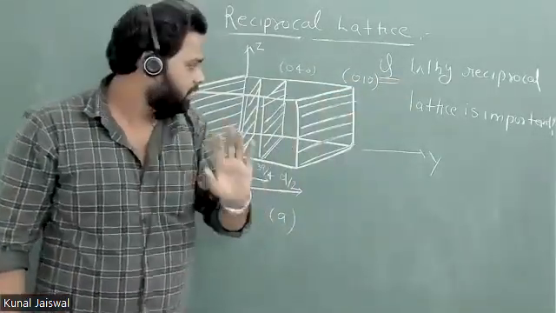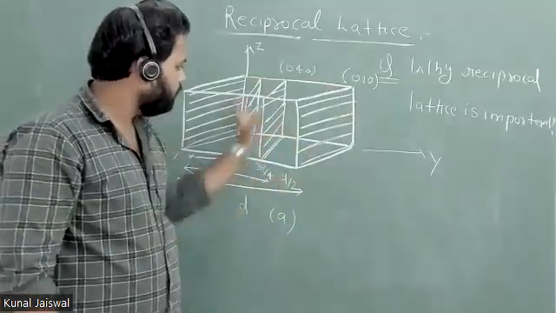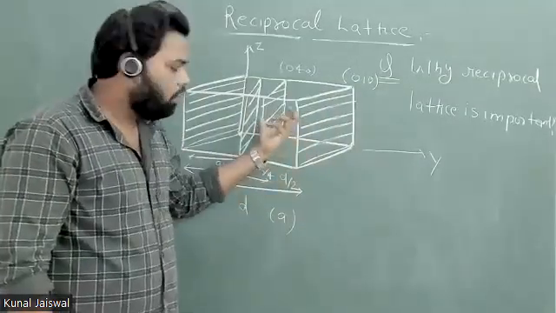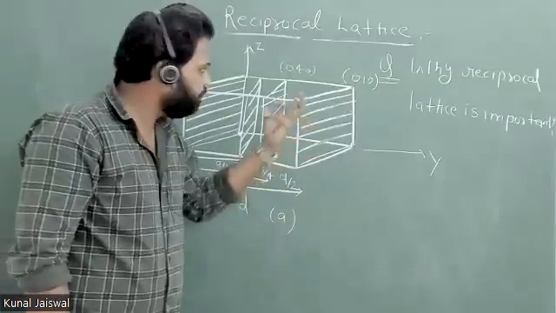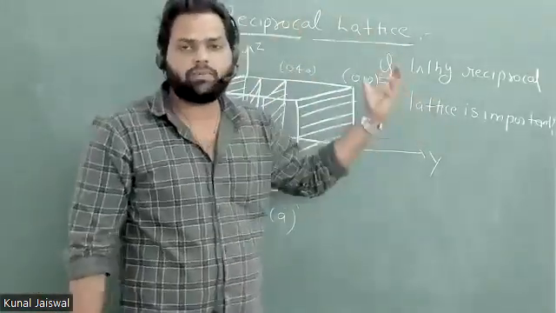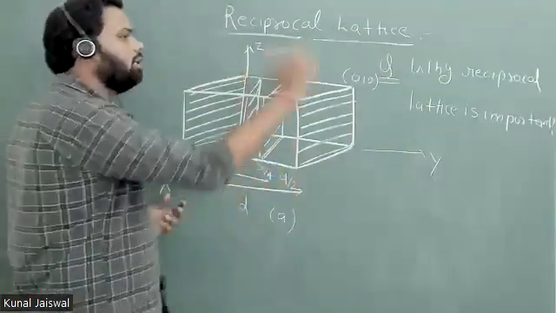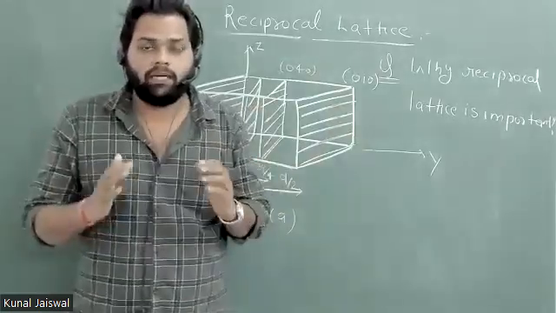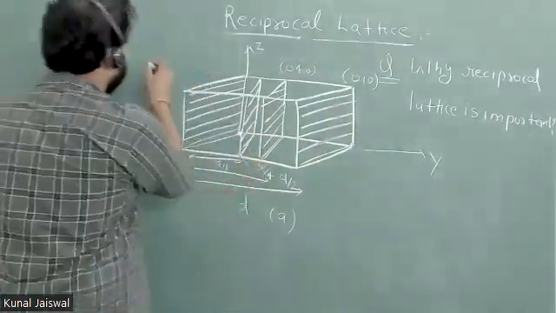I am saying this is all about the real space, and what is basically the problem we are getting in real space, so that we need the reciprocal space or reciprocal lattice. So the basic problem is that for the higher order plane we are not able to visualize that plane. Where? In real lattice.